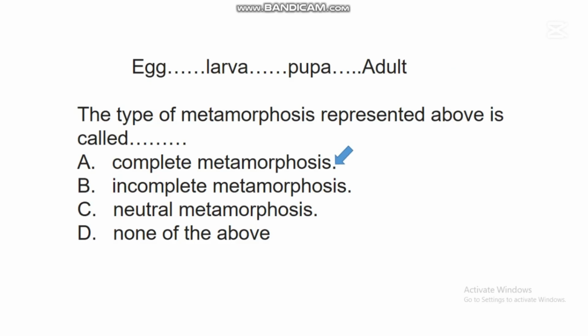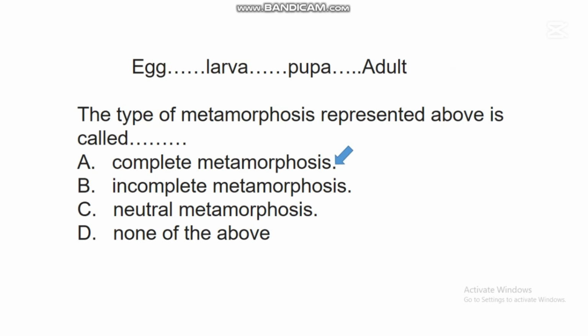In complete metamorphosis, the change will start from the egg. The egg will hatch and an immature stage known as larva will be produced. The larva will undergo some development to produce another immature stage known as pupa. The pupa will continue to undergo development until an adult organism is formed. So a type of metamorphosis that involves these four stages before the organism is fully developed is what we call complete metamorphosis.